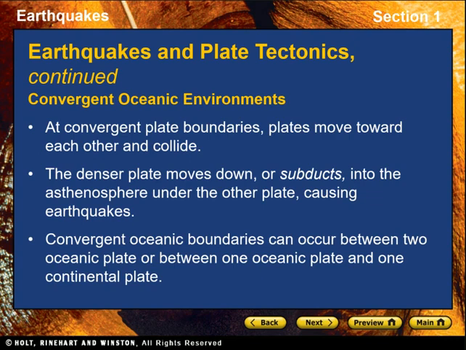Convergent oceanic environments. At convergent plate boundaries, plates move toward each other and collide. The plate that is denser subducts, or sinks, into the asthenosphere below the other plate. As the plates move, the overriding plate scrapes across the top of the subducting plate, and earthquakes occur. Convergent oceanic boundaries can occur between 2 oceanic plates or between 1 oceanic plate and 1 continental plate.